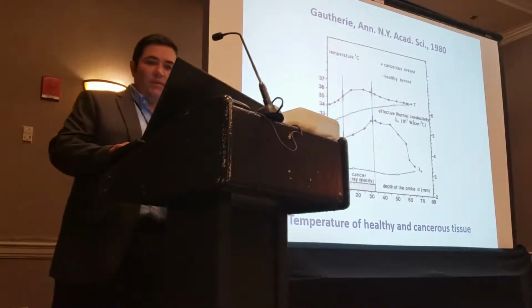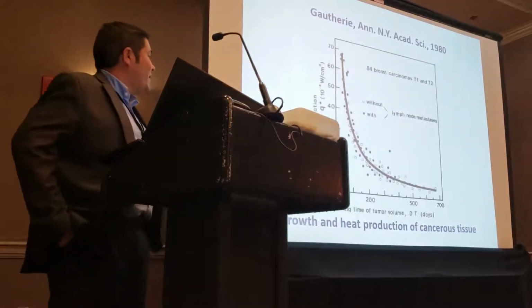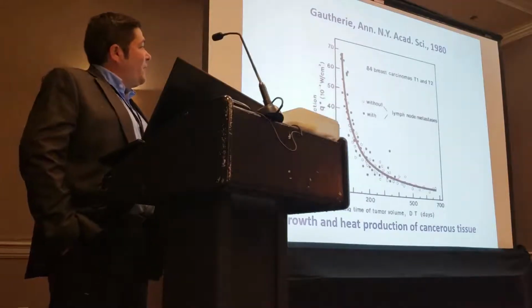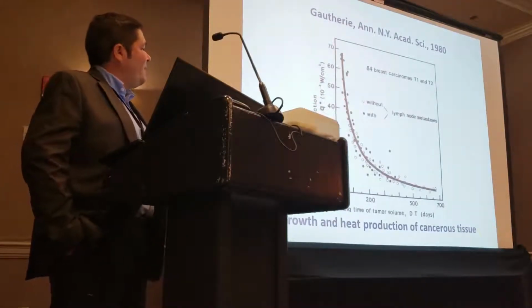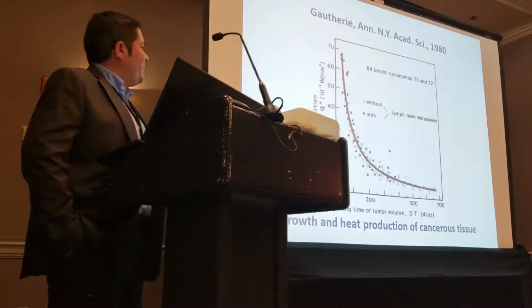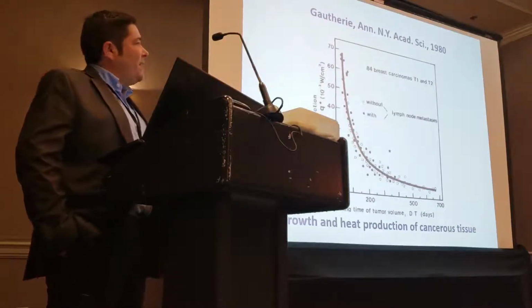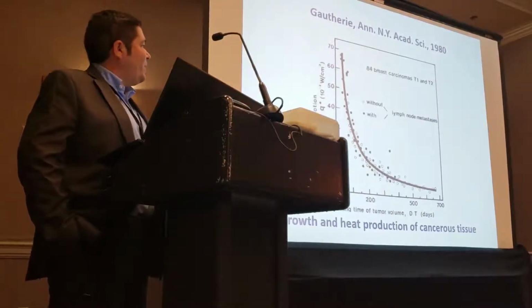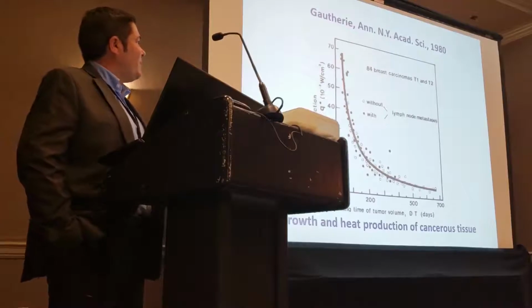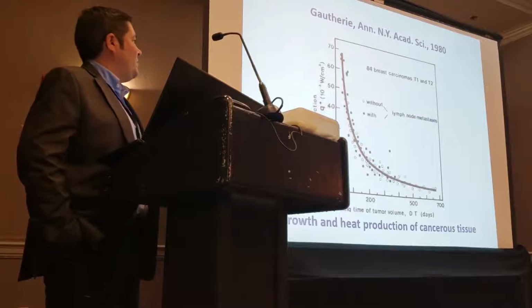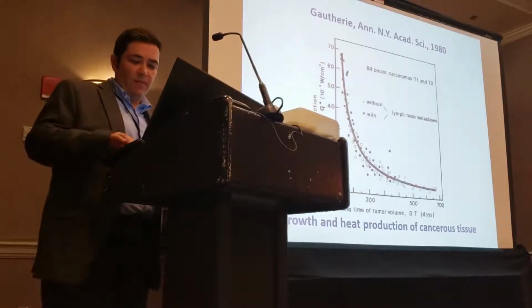So also Gautherie published that tumors that are more malignant, that double their volume in less time, have a higher metabolic rate than those that don't grow as fast. So heat generation would be a way to determine malignancy in a tumor, for example.